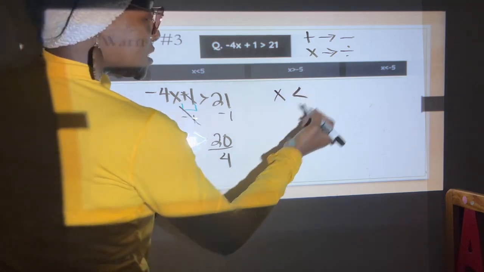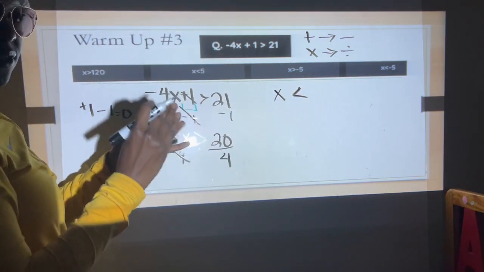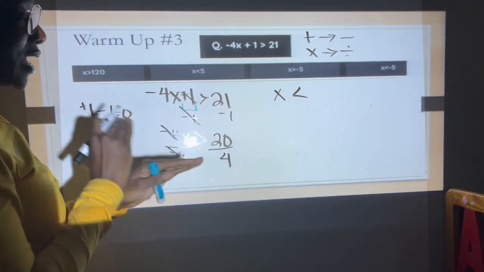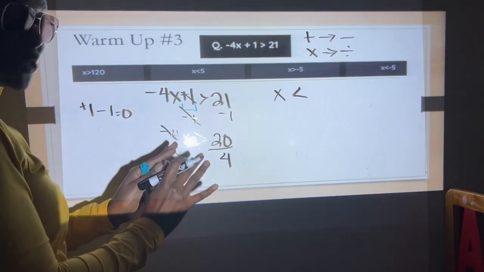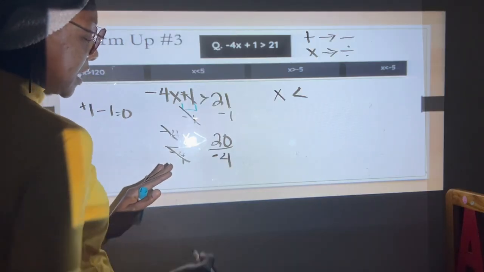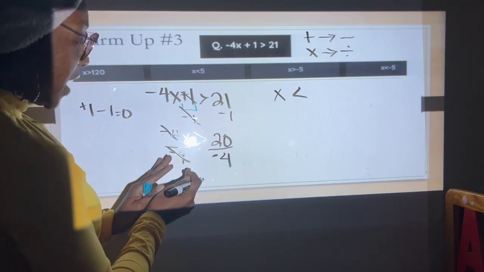We flip that symbol. So similar to the previous problem, anytime you multiply or divide by a negative, you're going to flip the symbol when you're dealing with inequalities. It's not an issue with equalities. It is an issue and something that you have to remember when you're dealing with inequalities, okay? So you divide it by a negative 4, and I forgot to put that sign right there. You divide it by a negative 4. That simplified to be 1.